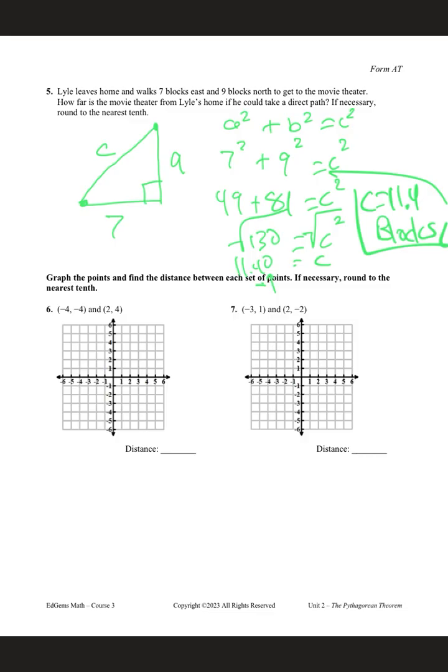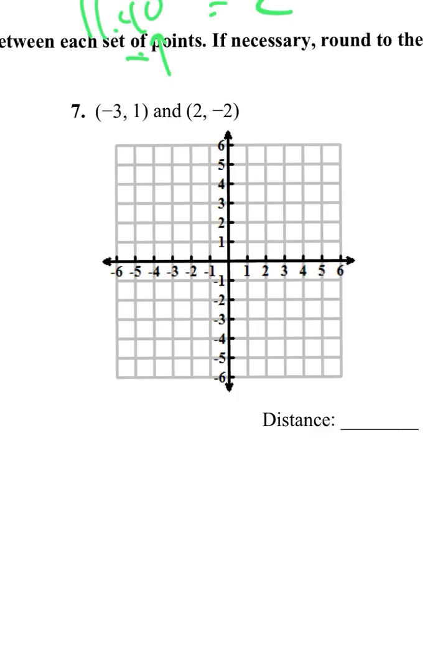All right, last but definitely not least, number 7. Now, number 7, it says, graph the points and find the distance between each set of points. If necessary, round it to the nearest tenth place. Okay, on number 7, we're going to graph these points and then connect the dots. So negative 3, 1. From the origin, I'm going to go 3 to the left and 1 up and plot my first point. My second point has coordinates 2, negative 2. So from the origin, I'm going to go 2 to the right and 2 down.